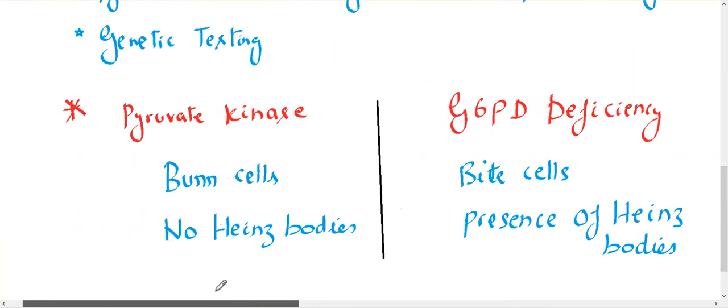Now, lastly, guys, I want to talk about how you differentiate pyruvate kinase deficiency from glucose-6-phosphate dehydrogenase deficiency. In pyruvate kinase deficiency, in the peripheral blood, you can see burr cells, also called echinocytes. But in G6PD deficiency, we see bite cells, and there are no Heinz bodies in pyruvate kinase deficiency, but you see Heinz bodies in G6PD deficiency. Now, what are Heinz bodies? The pathophysiology of G6PD is the free radical H2O2. When it attacks the RBC, it causes denaturation of the hemoglobin, and that is called Heinz bodies.